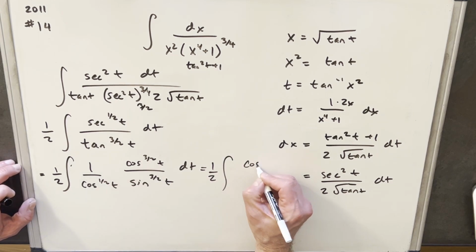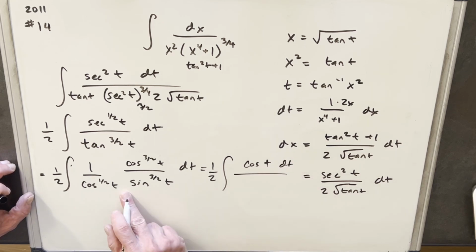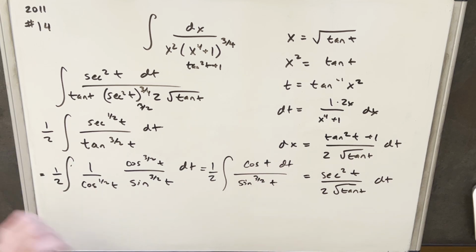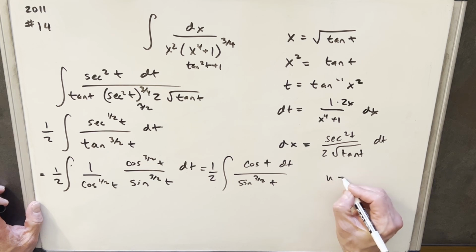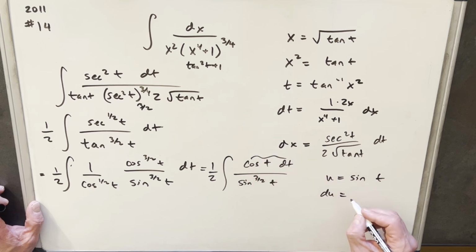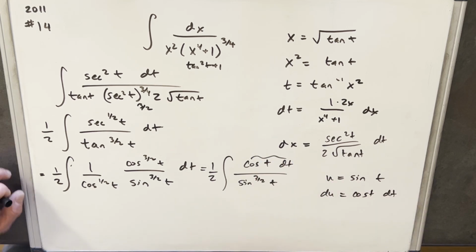We're just going to have cosine of t in the numerator. And then in the denominator, we're still going to have our sine to the 3/2 t. And then here, we're in good shape for a u substitution. So I'm just going to make my u substitution for sine. And that's going to be perfect because we have our du exactly in the numerator. So that's going to be cosine t dt.